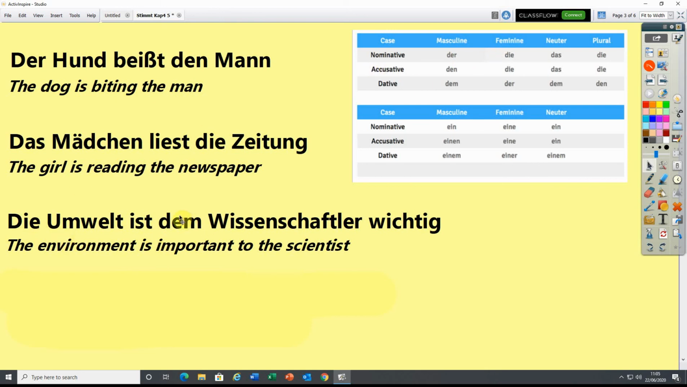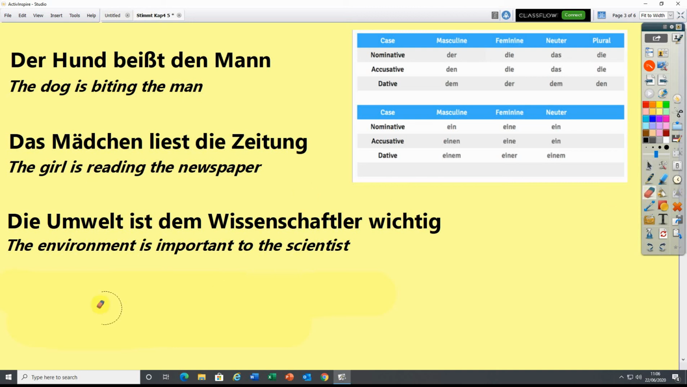But here, notice the dem, which is the masculine dative case, because it's to the scientist. Now, the dative here is not a straightforward direct object like we had in these two examples. It's what we call the indirect object. And what we mean by that is it usually has the meaning of to or for. Here it is to. The environment is important to the scientist, therefore we use the dative, dem Wissenschaftler. It's important to the scientist, so that's why I've used the dative case there.